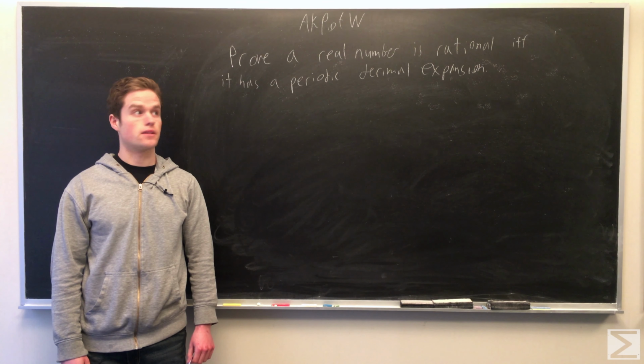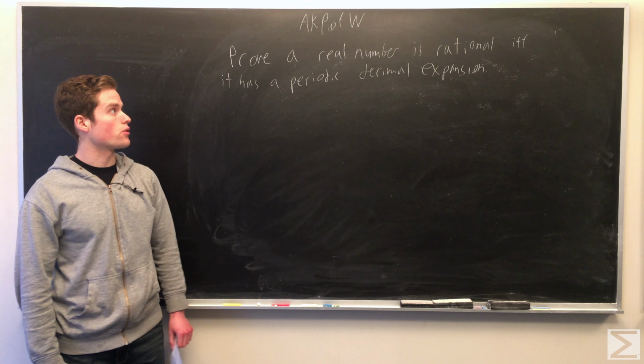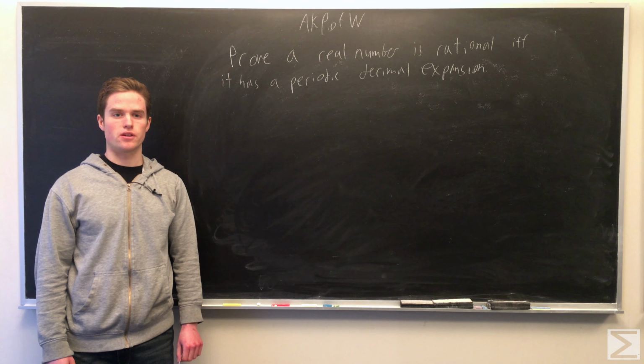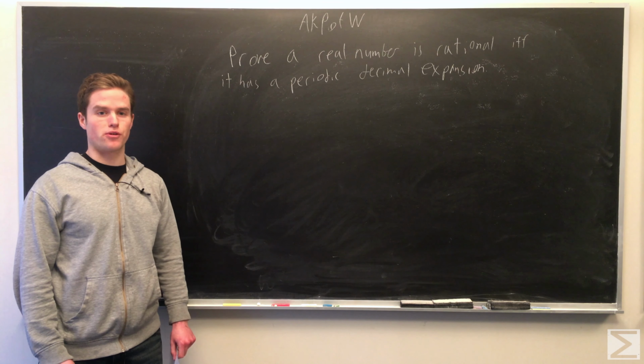Welcome to Center of Math's Advanced Knowledge Problem of the Week. For this week's problem, we're going to prove that a real number is rational if and only if it has a periodic decimal expansion. So first, we're going to assume we have some periodic decimal.